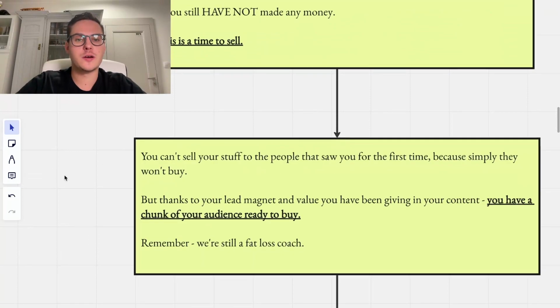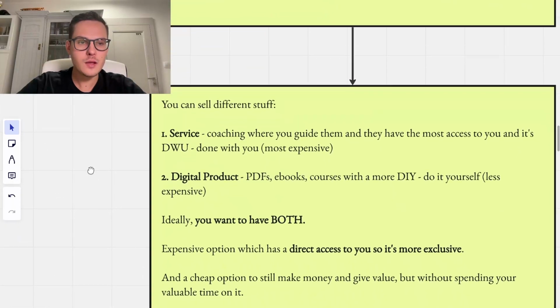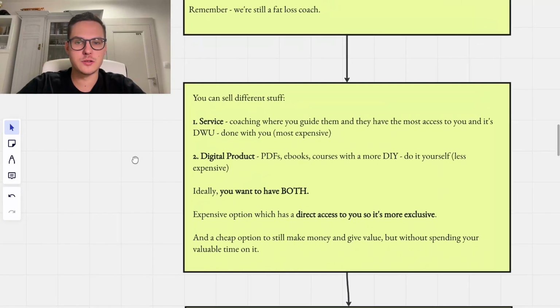You can sell your stuff to the people that saw you for the first time because simply they will not buy. But thanks to your lead magnet and value you have been giving in your content, you have a chunk of your audience ready to buy. On average, it's let's say 1% of your followers. So remember, we are still a fat loss coach. So when you're a fat loss coach, you can sell different stuff.